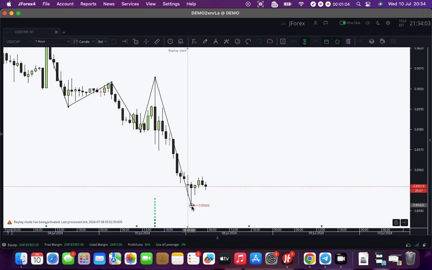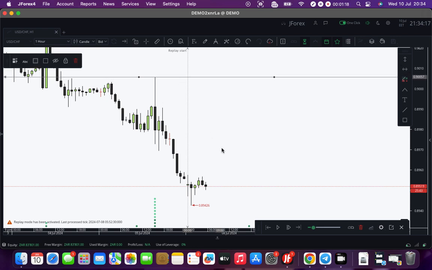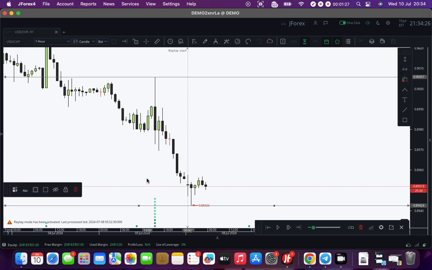So what must we focus on, right? For now we are going to be focusing on the overall high, which is this area there, and then the overall low, which is this area here, right? You mark out your overall high, you mark out your overall low, and then you see how the market behaves. You understand?